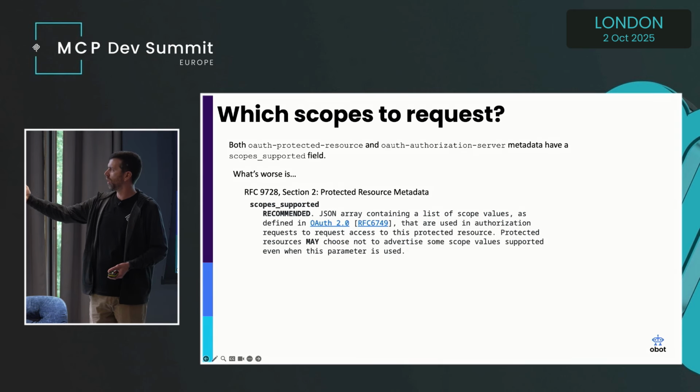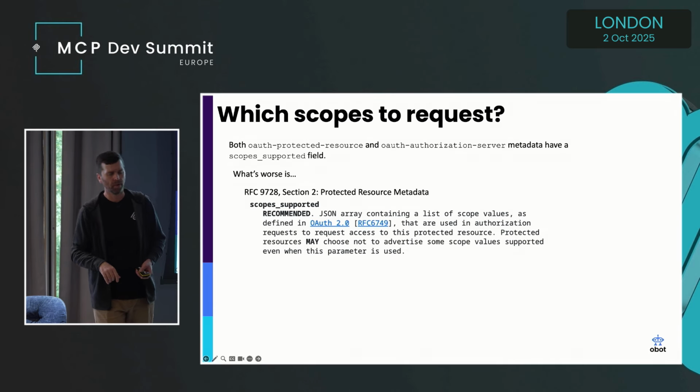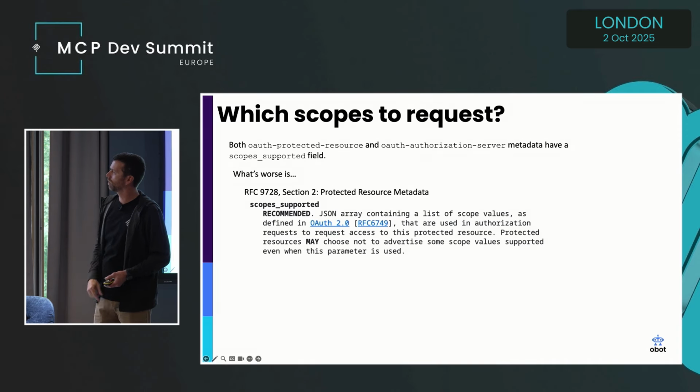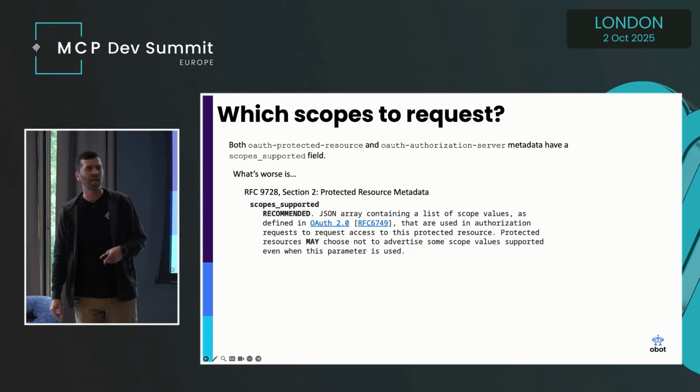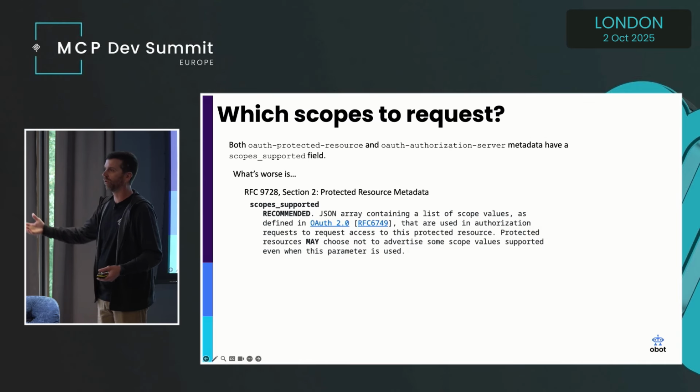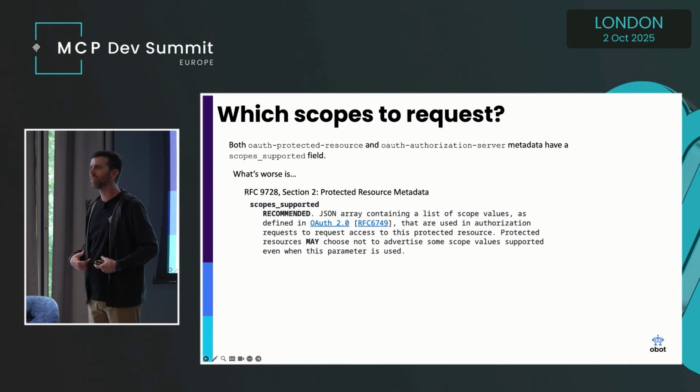The other problem is the last line there, which is what I wanted to point out. This is from the RFC for protected resource metadata: "Protected resources may choose not to advertise certain scopes for security reasons." Okay, so if you're not going to tell me what scopes I need to request, that's hard for me to get the right token, right?